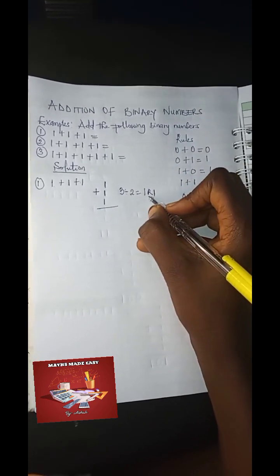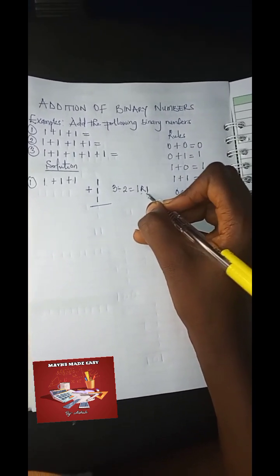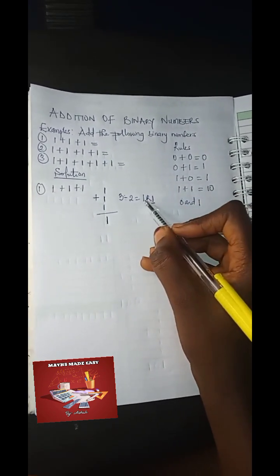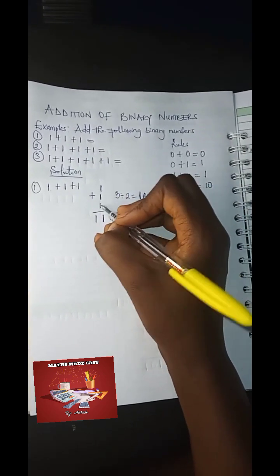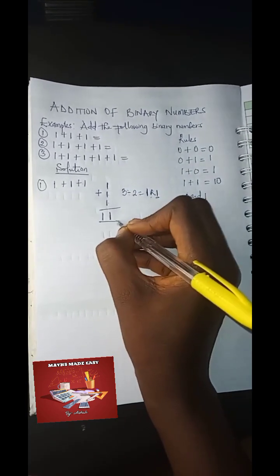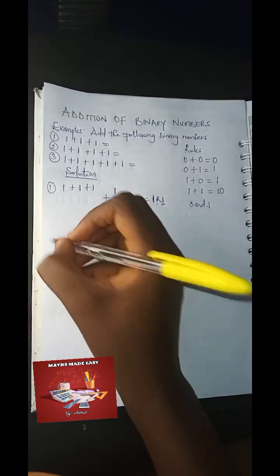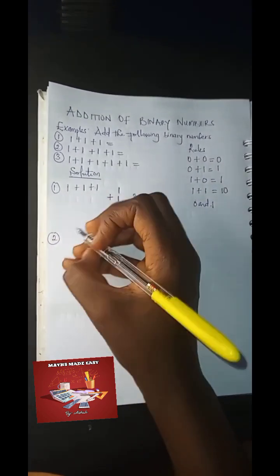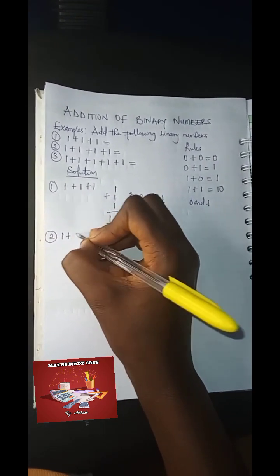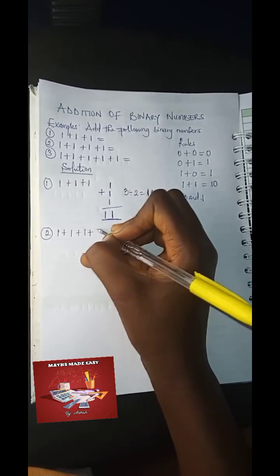The R here means remainder. So we write down the remainder here, which is the 1. Then we carry the other number, which is 1. So 1 plus 1 plus 1 gives us 11. As simple as that. Whenever we are adding binary numbers, our answer is always between 0 and 1. Let's move on to the next example, which says 1 plus 1 plus 1 plus 1.